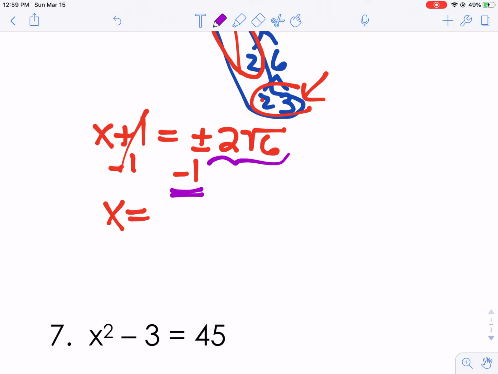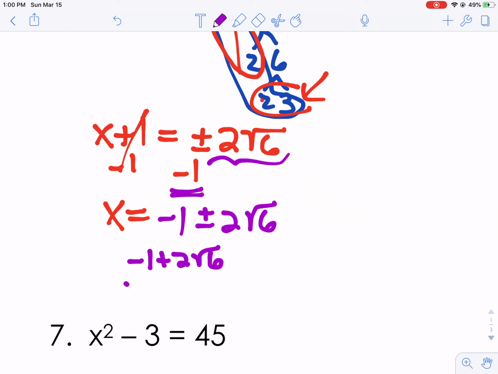So kind of math etiquette is to put the nice looking numbers first and the ugly looking numbers behind. So we're going to write the negative 1 first, and then plus or minus 2 square root of 6, and that's as far as we're going to be able to go. This is the exact answer. Now remember, we do still have 2 answers. One of the answers is negative 1 plus 2 root 6. The other answer is negative 1 minus 2 root 6.